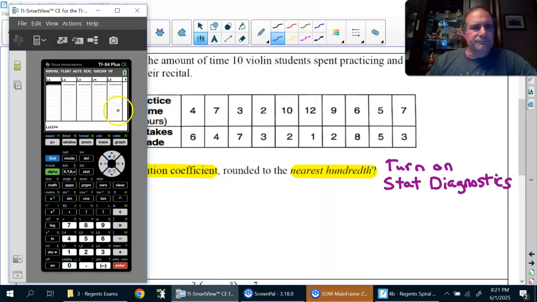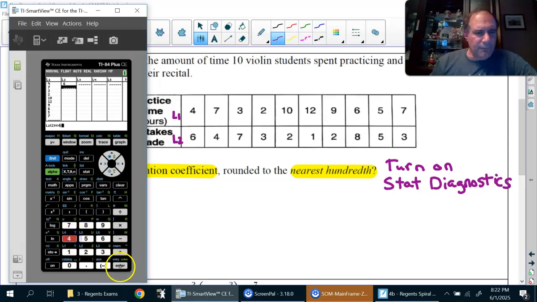I am going to put this one in L1 and this in L2. So I put in 4, 7, 3, 2, just be careful putting these in, 10, 12, 9, 6, 5, and 7. And that is 10 numbers right there. The calculator is waiting for the 11th number. It's not going to get it. There is no 11th number.